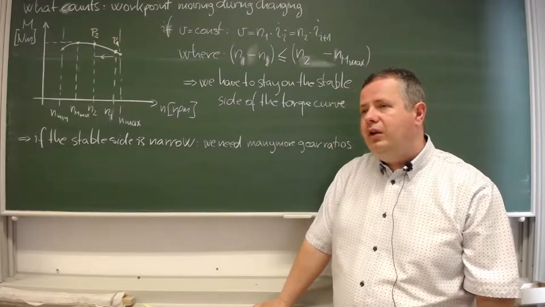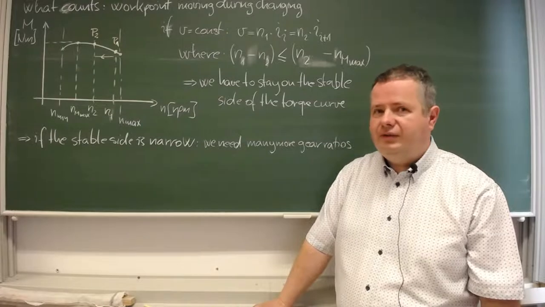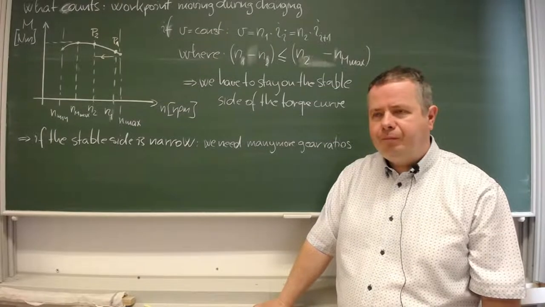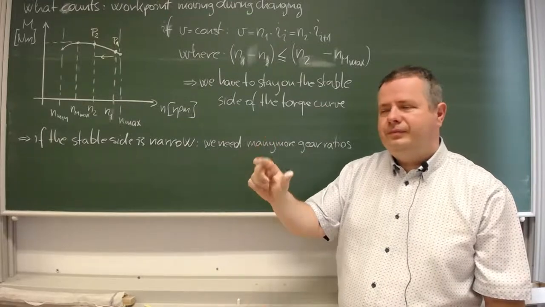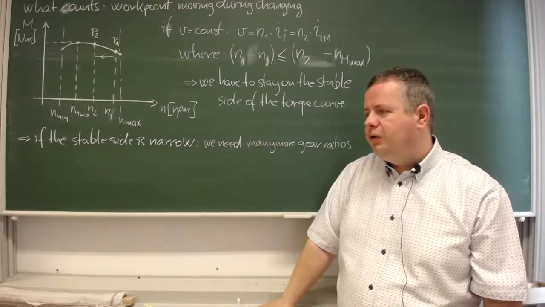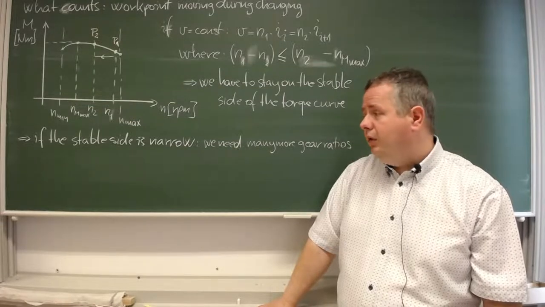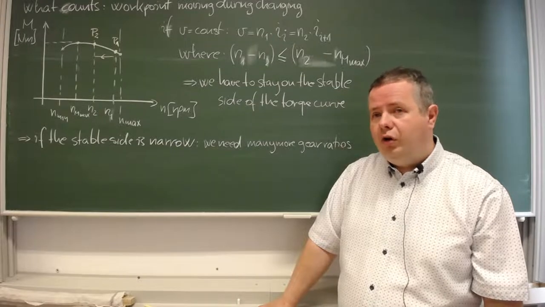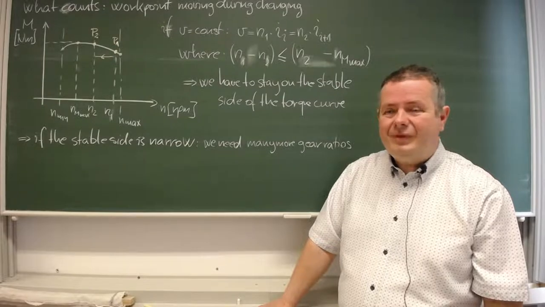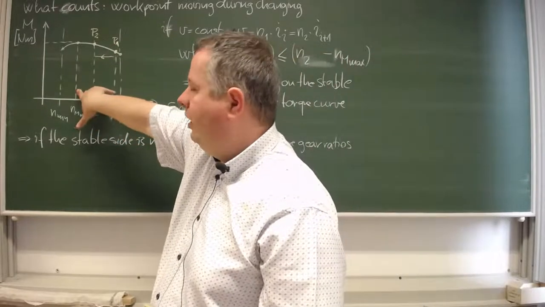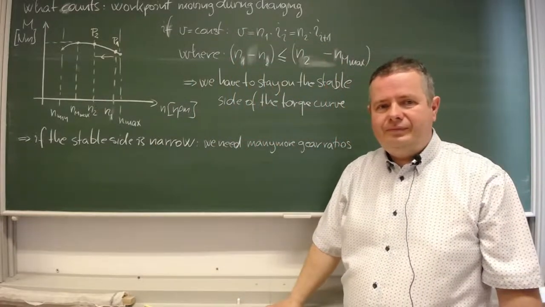Just an example. If you consider, for example, a Ford Model T, which is a very old car, 100 years old, it has just two speed ratios. And why? It's because of the simplicity of the building, and also because the torque curve of the engine is almost flat. So you get a large stable domain, and you just don't need more gear ratios.